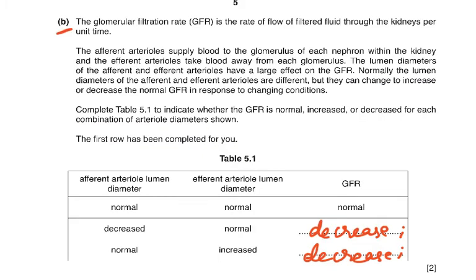B part of the question. The glomerular filtration rate GFR is the rate of flow of filtered fluid through the kidneys per unit time. The afferent arterioles supply blood to the glomerulus of each nephron within the kidney, and the efferent arterioles take blood away from each glomerulus. The lumen diameters of the afferent and efferent arterioles have a large effect on the GFR. Normally, the lumen diameters of the afferent and efferent arterioles are different, but they can change to increase or decrease the normal GFR in response to changing conditions. Complete table 5.1 to indicate whether the GFR is normal, increased, or decreased for each combination of arteriole diameter shown. The first row has been completed for you.